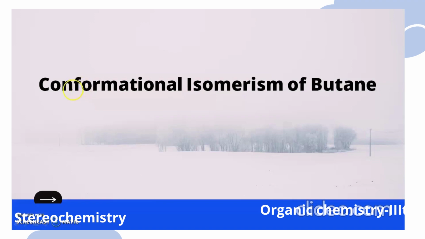In the last lectures, we have understood the conformational isomers of ethane, and today we shall try to understand how the restricted rotation arises around the carbon atoms present in butane and what are the different conformational isomers reported for the butane molecule.